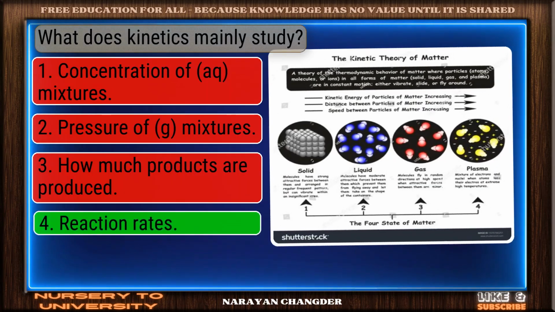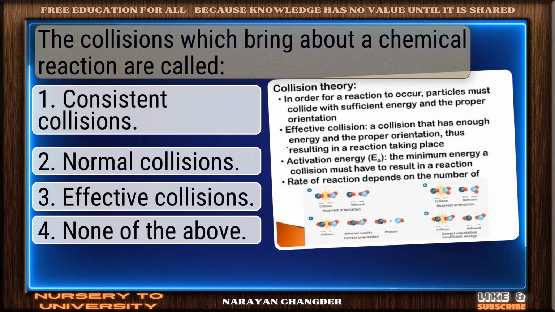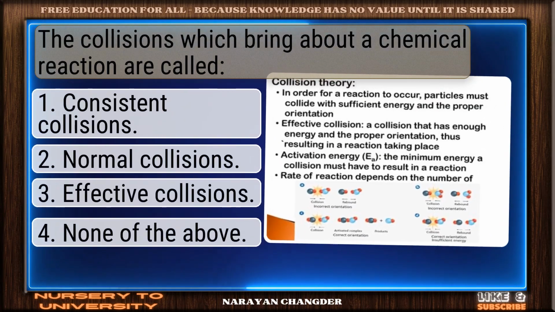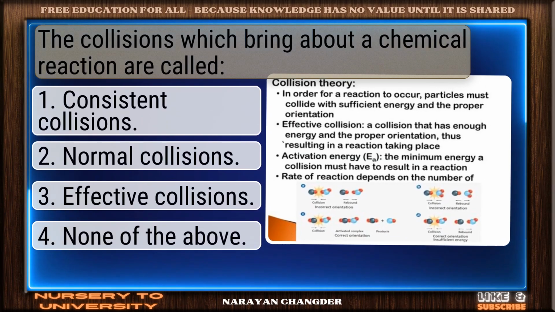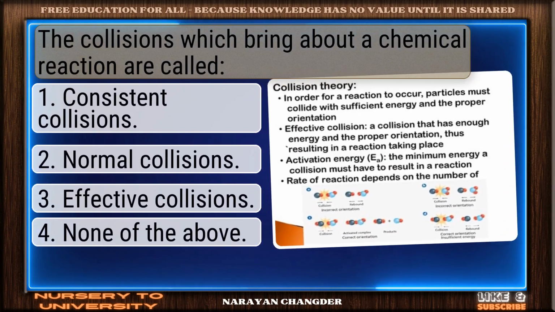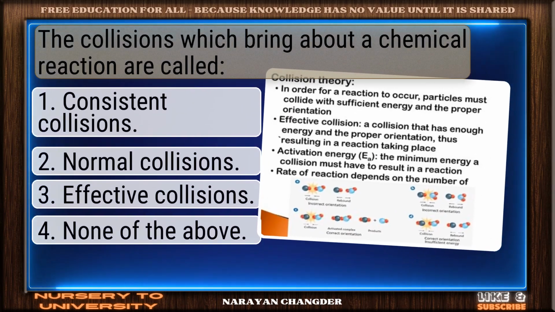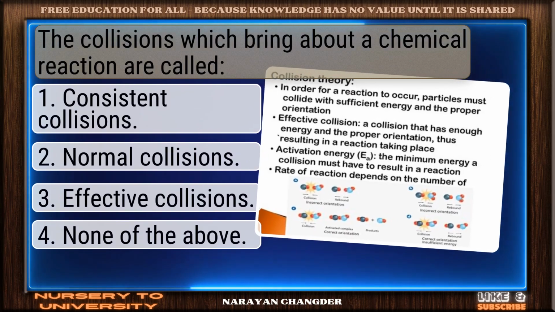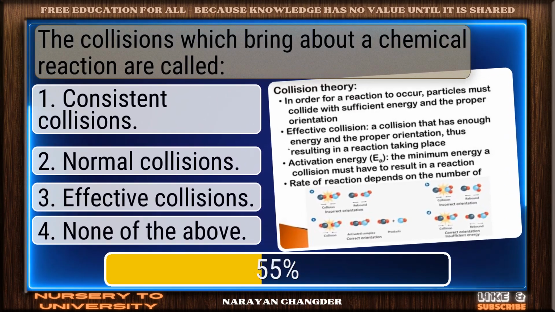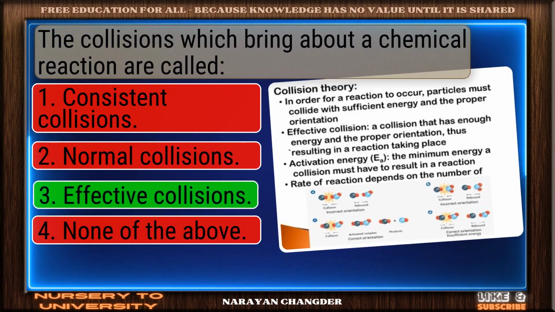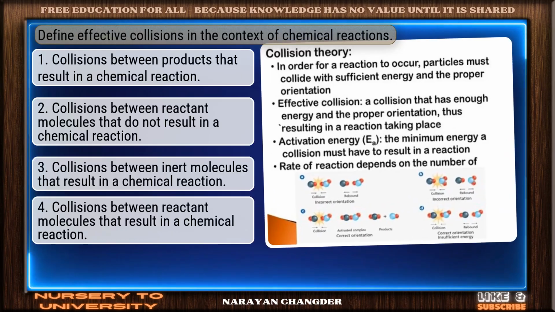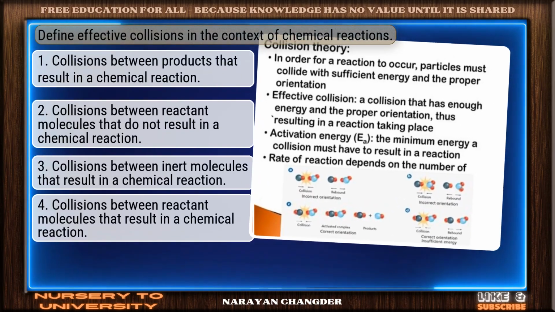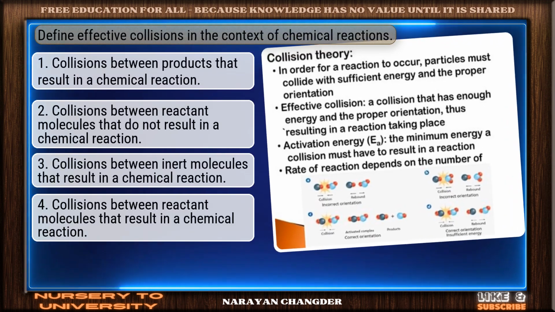Reaction rates is correct. The collisions which bring about a chemical reaction are called: Option 1, consistent collisions. Option 2, normal collisions. Option 3, effective collisions. Option 4, none of the above. Effective collisions, well done. Define effective collisions in the context of chemical reactions.